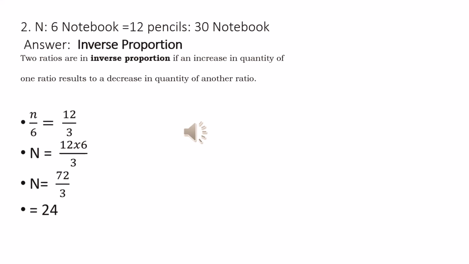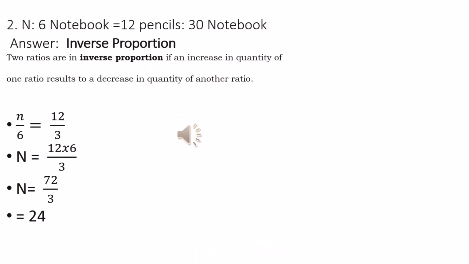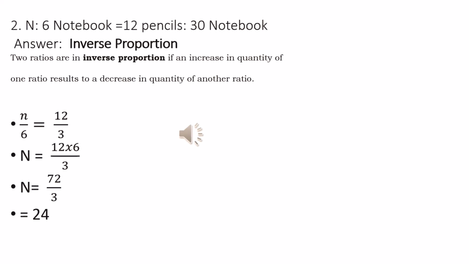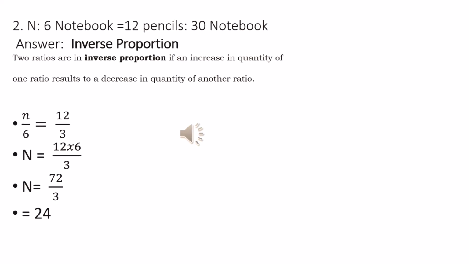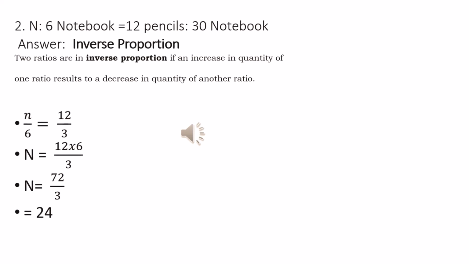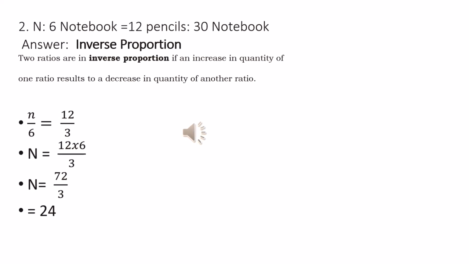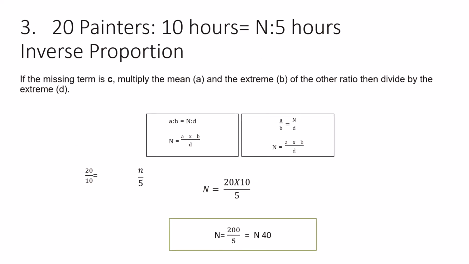So 24 is the number for n. So 24 is to 6 notebooks. Then the other ratio is equal to 12 pencils is to 30 notebooks. Number 3.